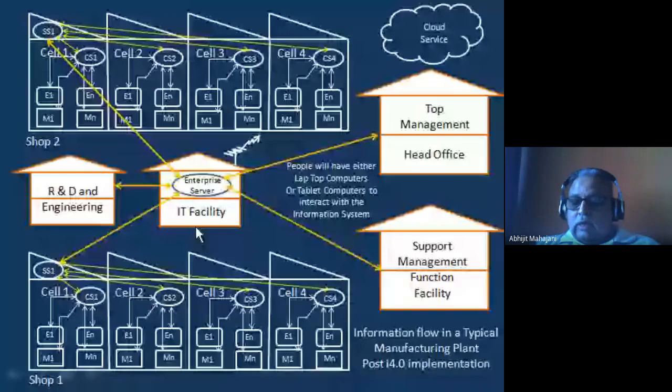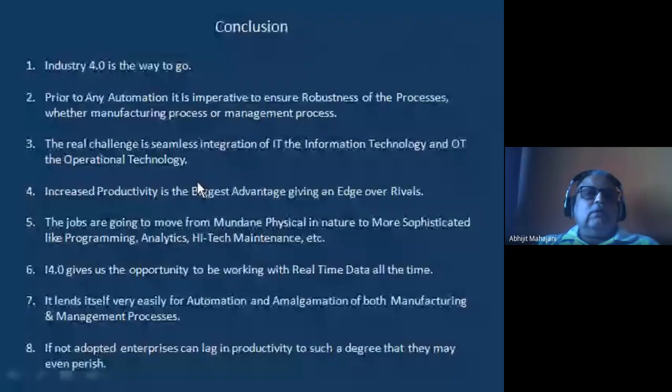So with that, let's conclude that Industry 4.0 is the way to go. Why? Because you want to be productive. Prior to any automation, it is imperative to ensure robustness of the process. That's what I've emphasized earlier also, that manufacturing process and management process should be very robust. Otherwise, you'll end up with a lot of quality issues. The real challenge is the seamless integration of IT and OT, and that's why you have devices like edge node devices which have come up to connect the two together.